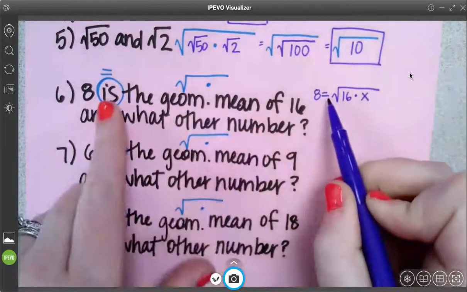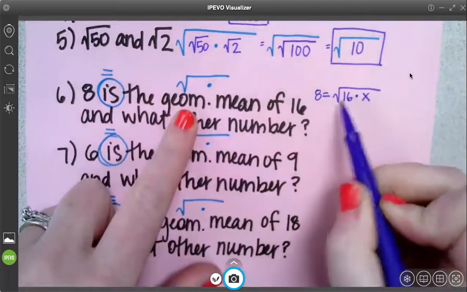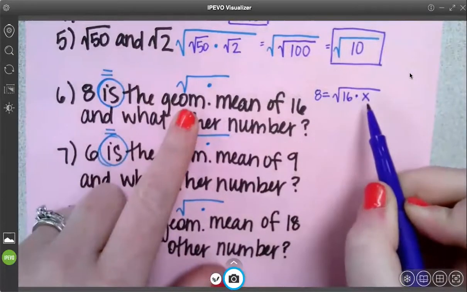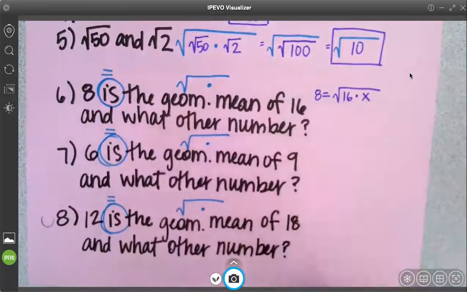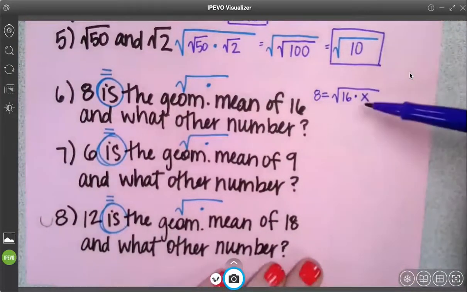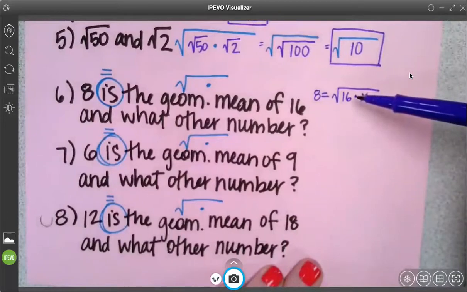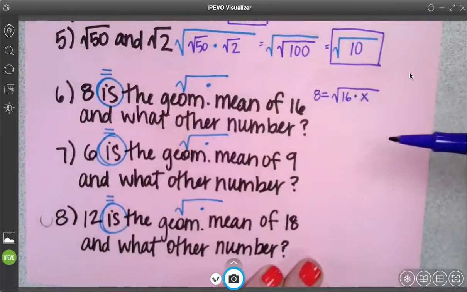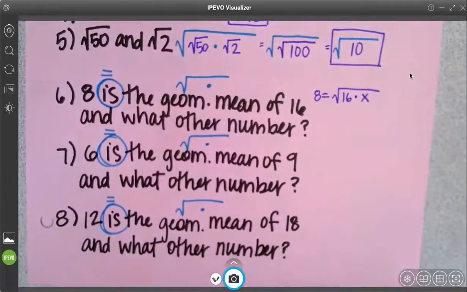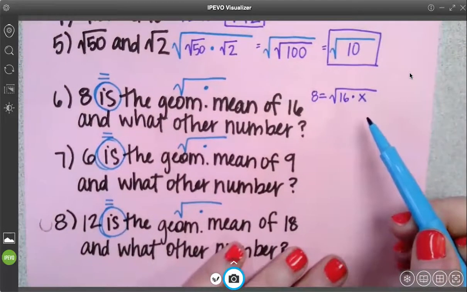8 is or equals the geometric mean, square root with a times, of 16 and X, because X is the other number that we don't know yet. Now, I mentioned earlier that when I set up a geometric mean, I usually put a dot under here instead of an X. This is why. If you are putting an X under here as one of your unknowns, then you're probably going to want to make sure that it's really clear whether your X's are an unknown or whether you're multiplying some stuff together. So the best way that I have found to do that is to just put a dot here instead of an X.